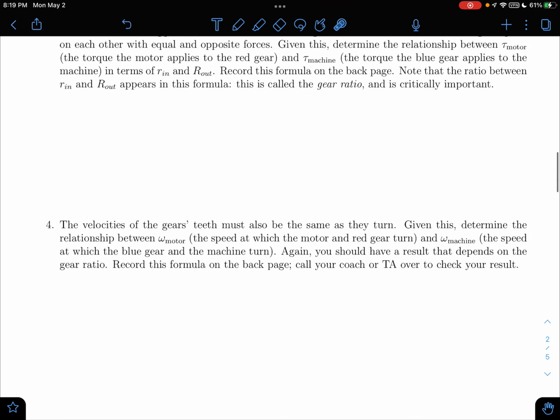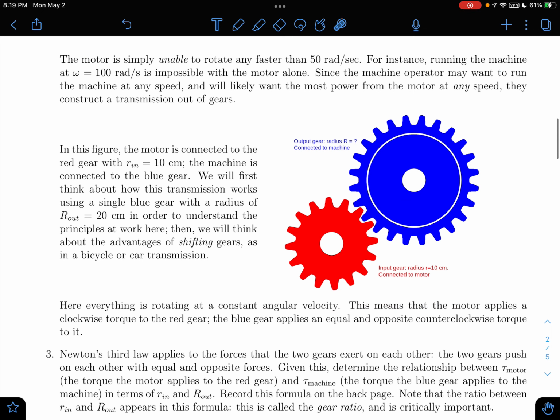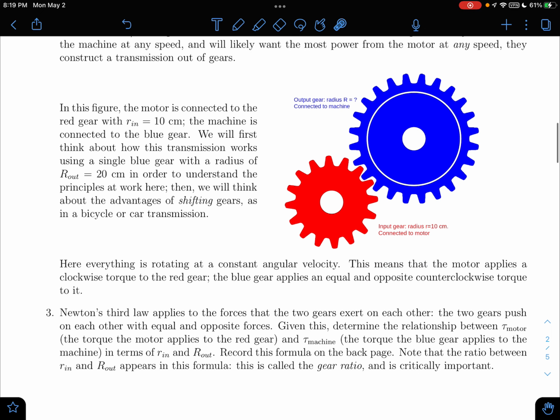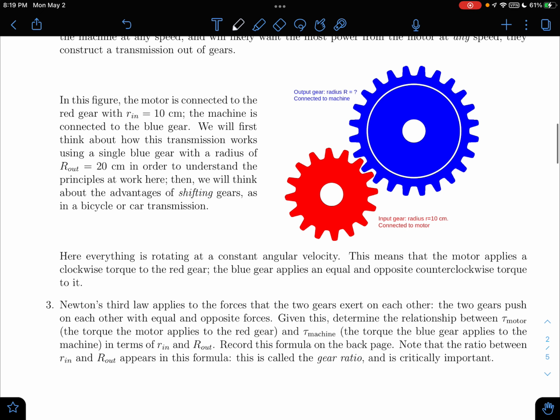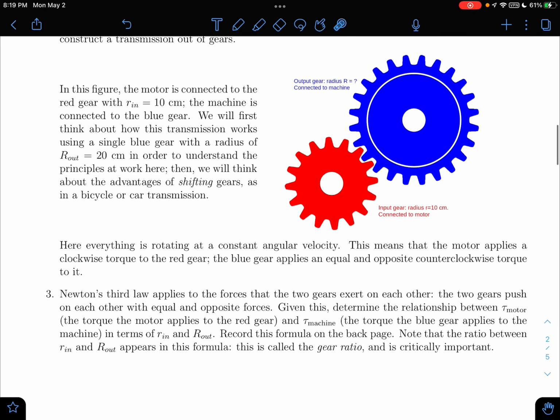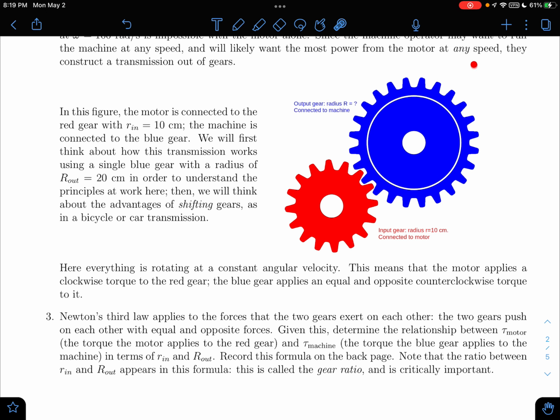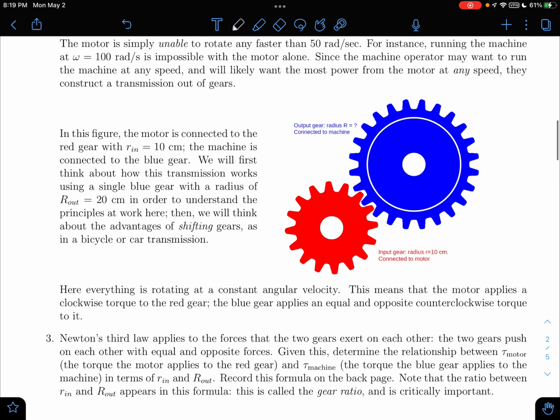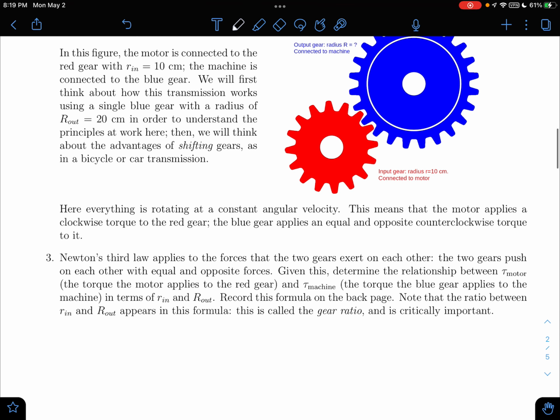Okay, so moving back up and flipping back to facing the right direction. We have to start figuring out how we can fix this problem with gears, because we still want to be able to exert our maximum power, but we want to be able to run at any speed. So let's figure this out.